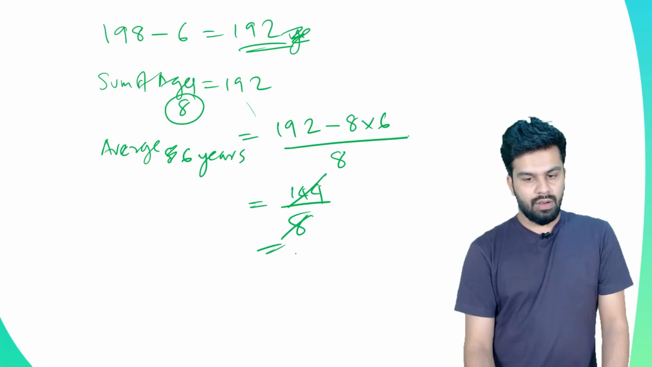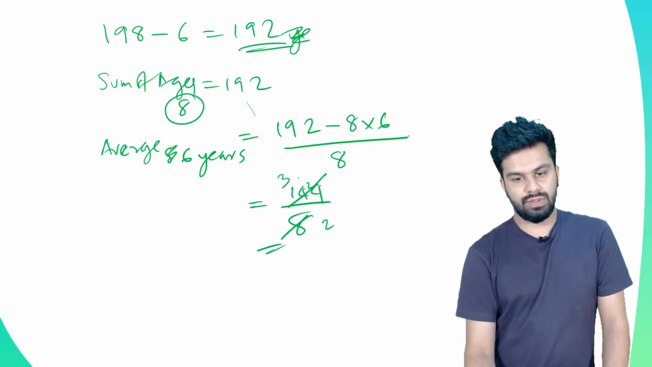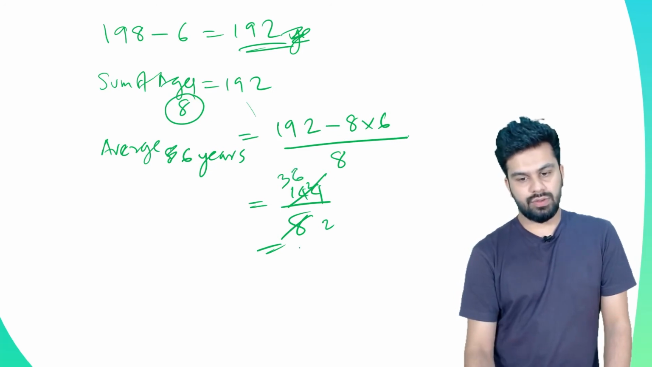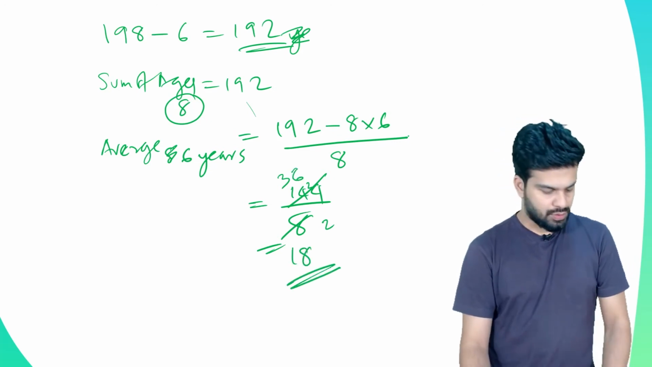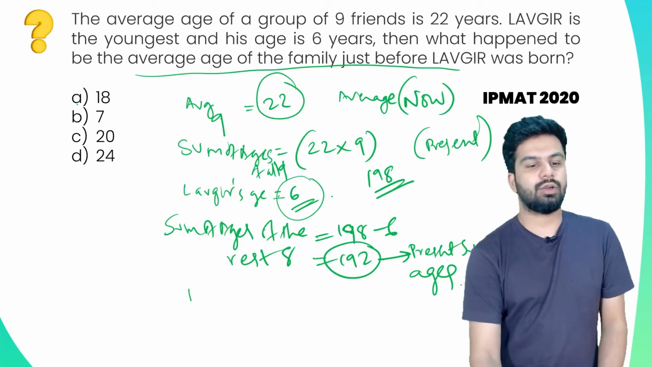This is equal to 144 by 8 is equal to... 24 is having how many 4s? 6. So 36 by 2 is 18. So 6 years back the average was equal to 18 and your option is option A.